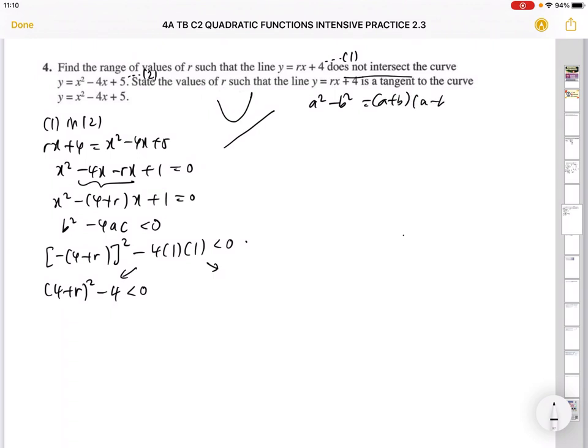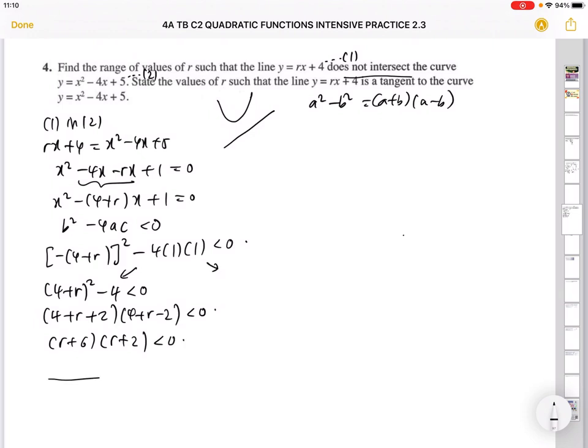Now I personally like to do this. I don't like to expand and factorize because I'm doing double work. So when you do 4 plus r, this will be a plus 2, because your b squared is 4, b should be 2, and 4 plus r minus 2 less than 0. In this case, r plus 6 and r plus 2 is now less than 0.